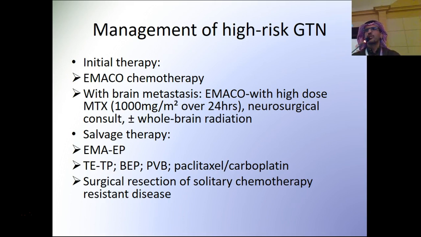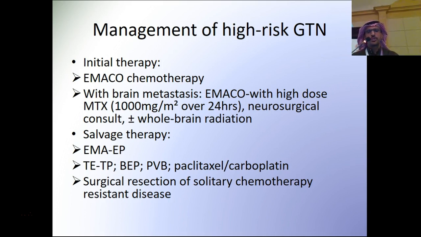Some centers may use whole brain radiation in addition to the high-dose EMA-CO. Their rationale is that by using the whole brain radiation, you may shrink the brain metastasis, you may increase the concentration of the methotrexate in the CSF, and you may reduce the risk of intracerebral bleeding. But usually this is associated with increased treatment-related toxicity of methotrexate, like leukoencephalopathy.